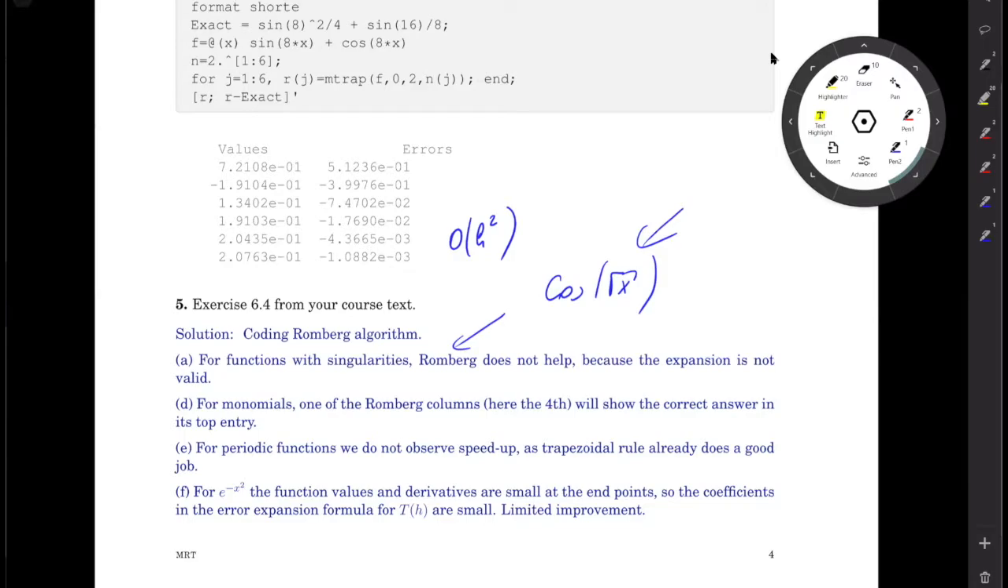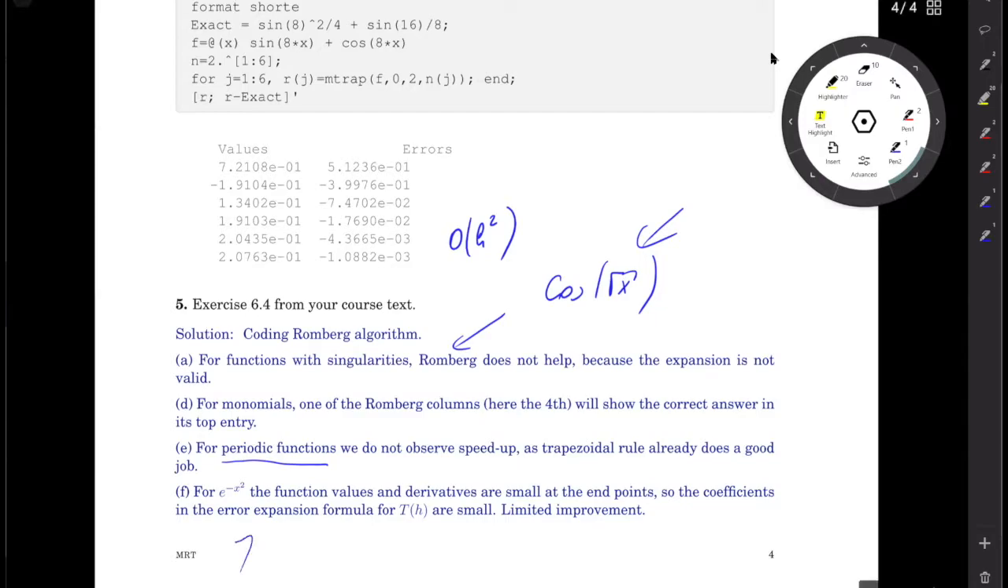At some point, one of the Romberg columns will show the correct answer in its top entry and will give you the exact answer, simply because the order of the method is so high. When you have a periodic function, you don't see a speedup, because the trapezoidal rule is already as good as it gets. And this has to do with the fact that if you have a periodic function, the coefficients in that expansion, which we eliminate, are all equal to 0. So eliminating them doesn't help.